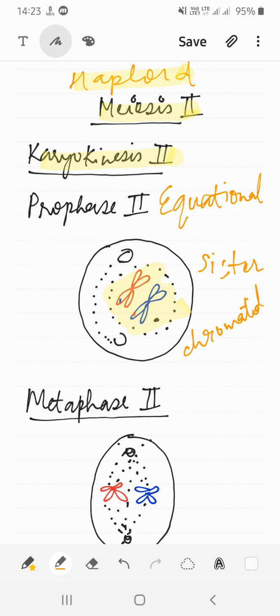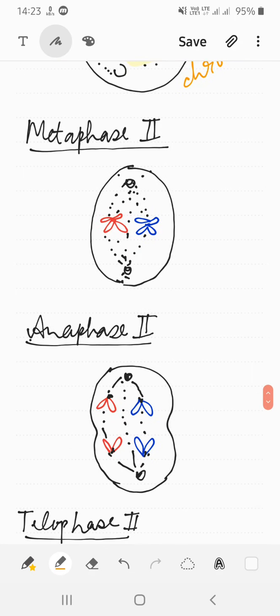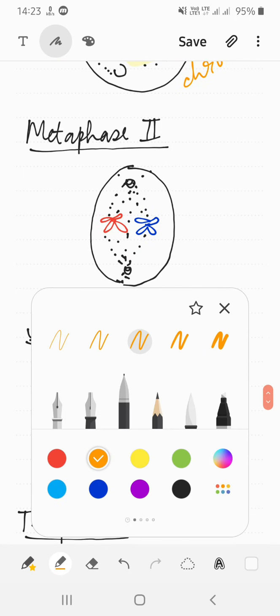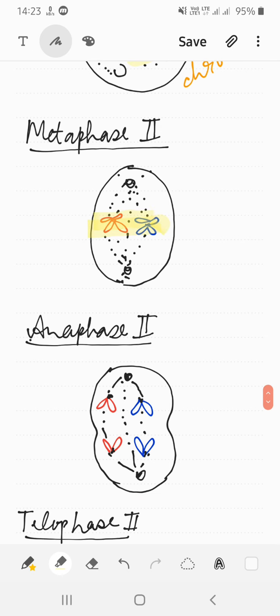Now in metaphase 2, you will find again the spindle formation is completed and the sister chromatids, or the chromosomes, are arranged on the equator with one metaphase plate. Fine, in metaphase 1 we have two, but here we have one.